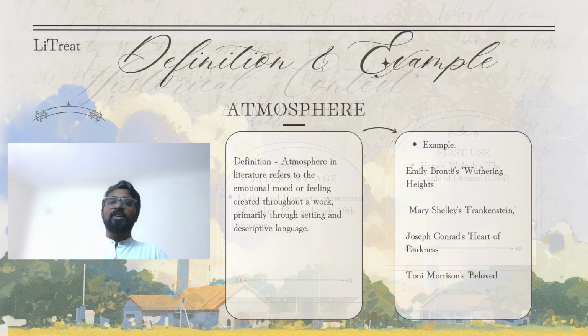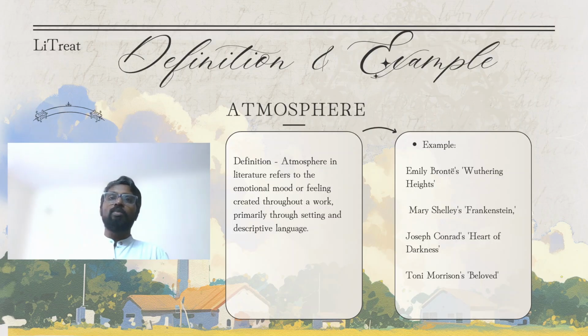Simply put, atmosphere in literature refers to the emotional mood or feeling created throughout a work, primarily through setting and descriptive language. Key features of atmosphere include the emotional tone or mood that pervades a literary work, most commonly established through setting and environmental descriptions, enhanced by sensory details, weather conditions, and physical surroundings, influences how readers interpret characters and events. It can evoke specific emotional responses like suspense, dread, tranquility, or wonder.